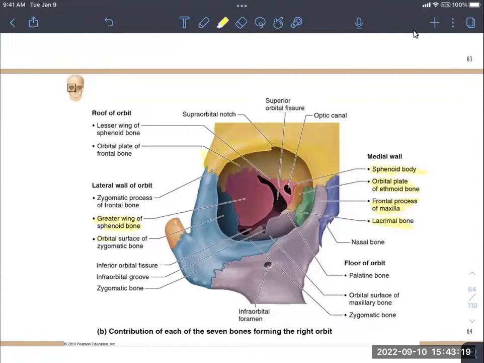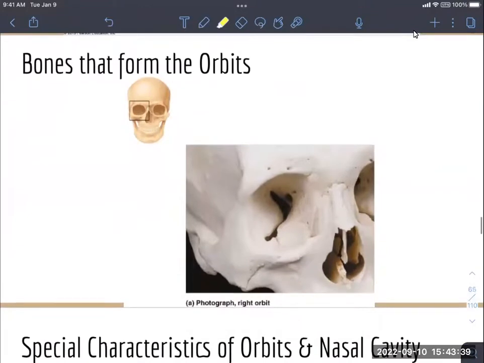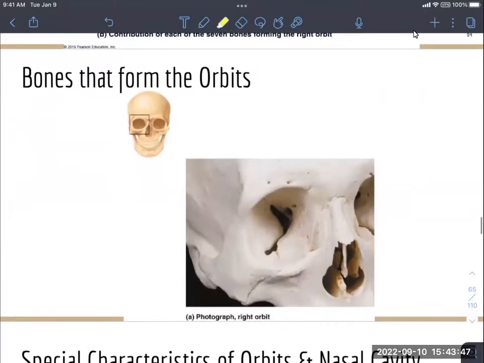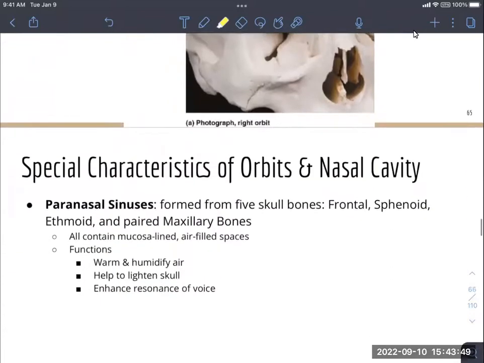We have the orbital surface of the zygomatic bone, the orbital surface of the maxillary bone, that whole zygomatic bone in there. Orbital plate of the frontal bone. A lot going on in there. Here it is in a real bone, a real skull. Kind of cool looking. We do have some real skulls in the lab that we can use to look at as well.